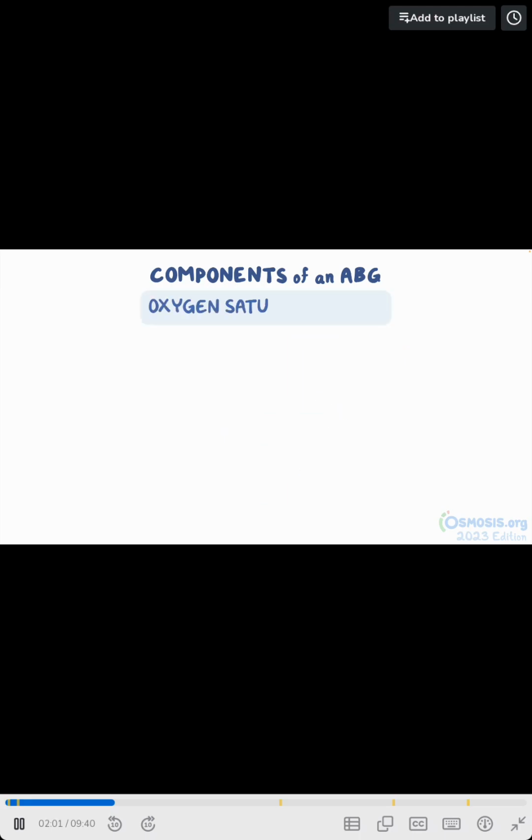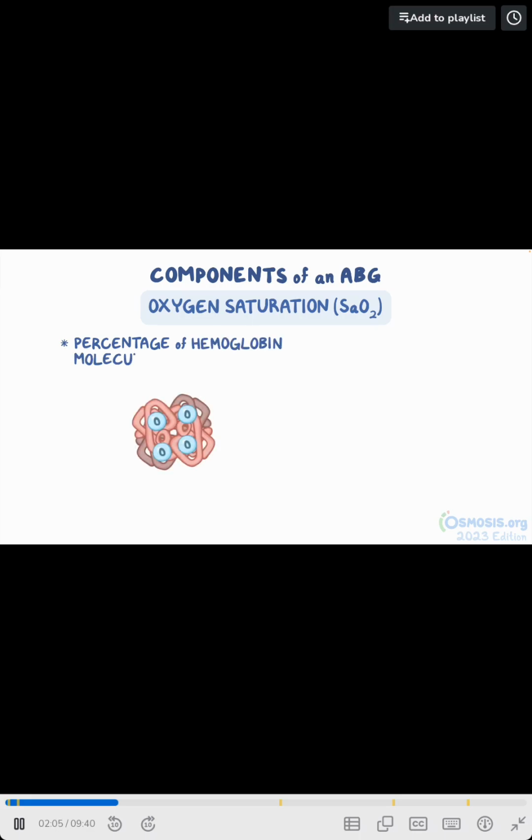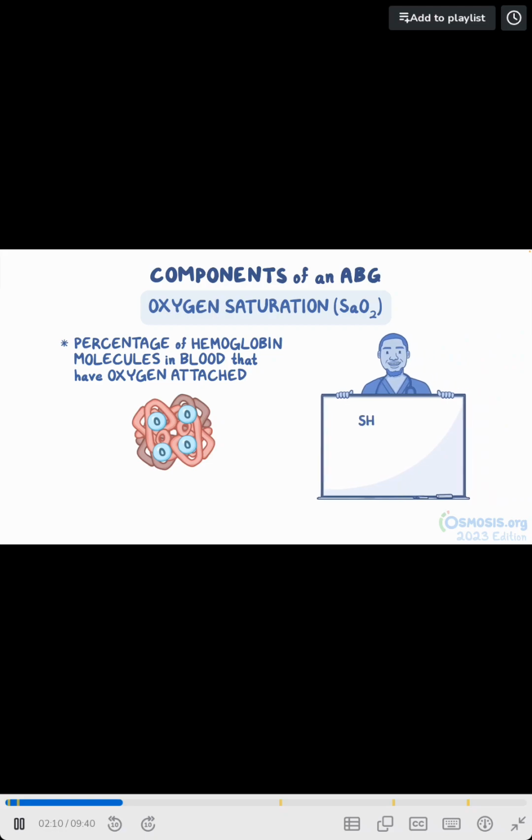Finally, there's oxygen saturation, or SaO2, which refers to the percentage of hemoglobin molecules in the blood that have oxygen attached to them. SaO2 should be 95% or more.